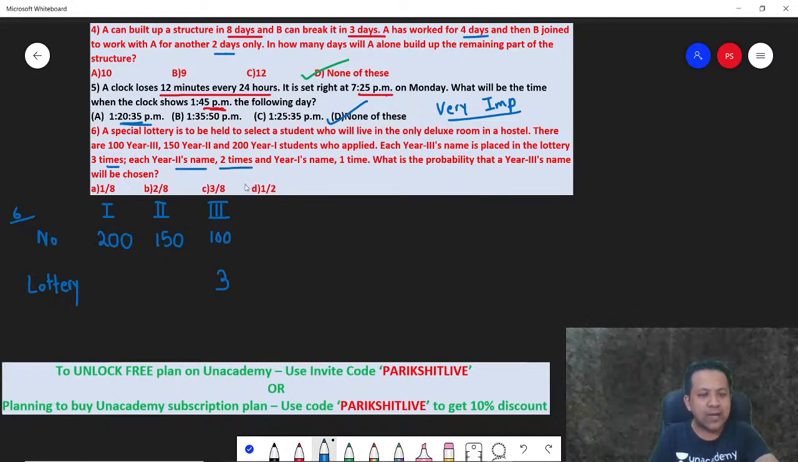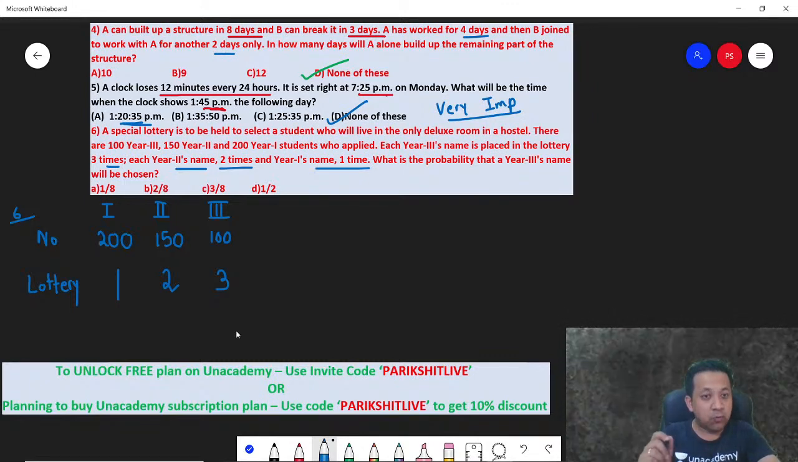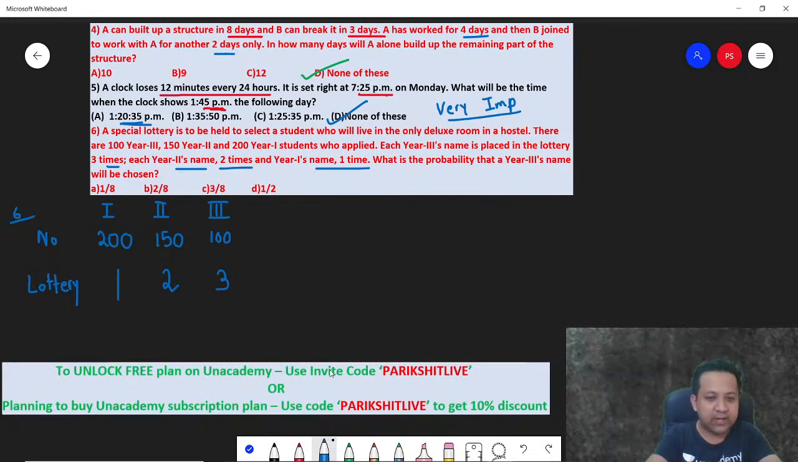Year 2, 2 times. Every name from year 2, 2 times. And every name from year 1, 1 time. Correct? The question is, what is the probability that a year 3 student's name will be chosen?